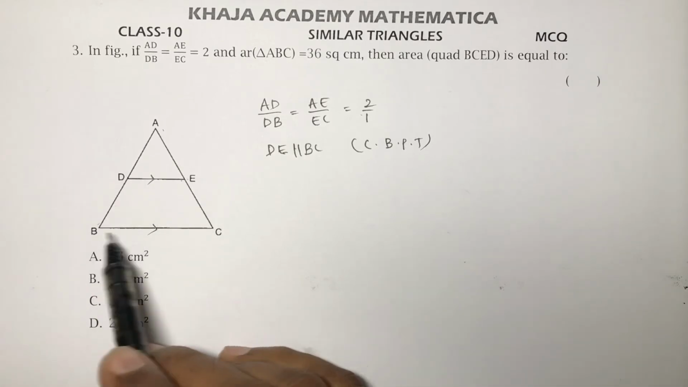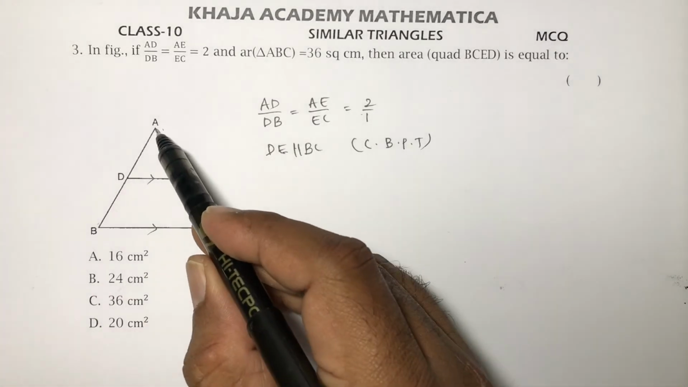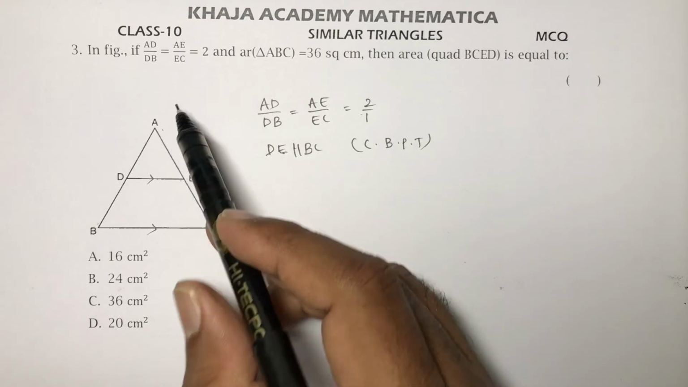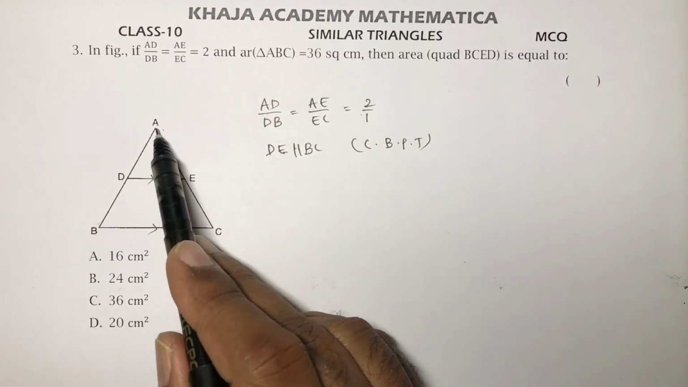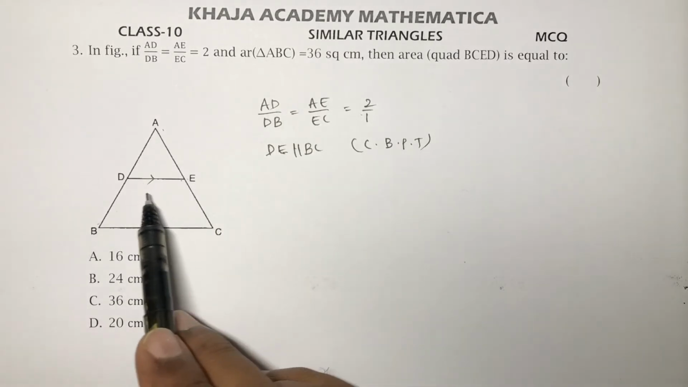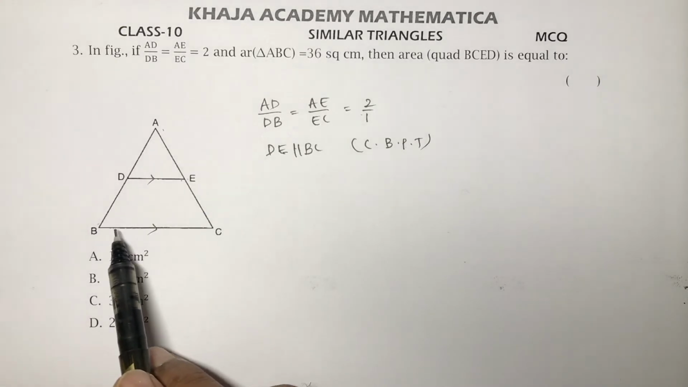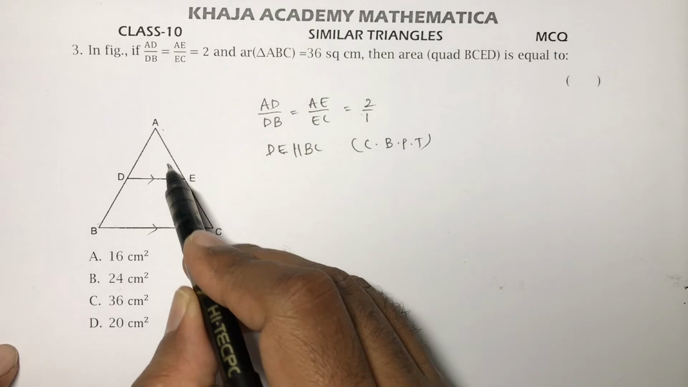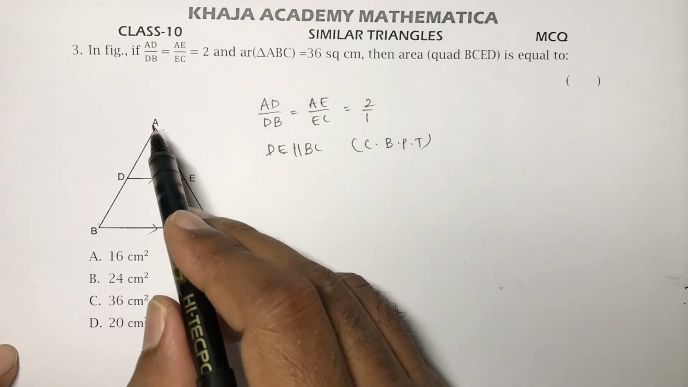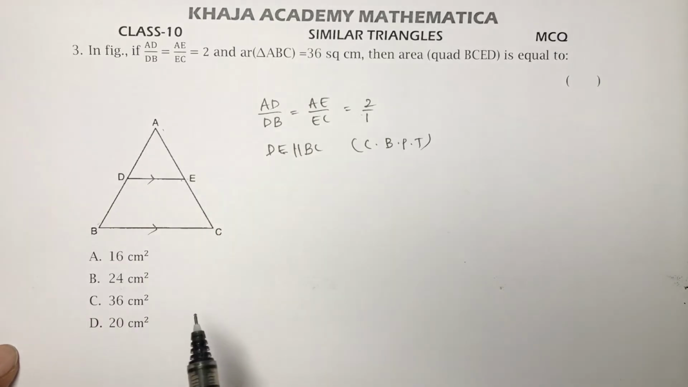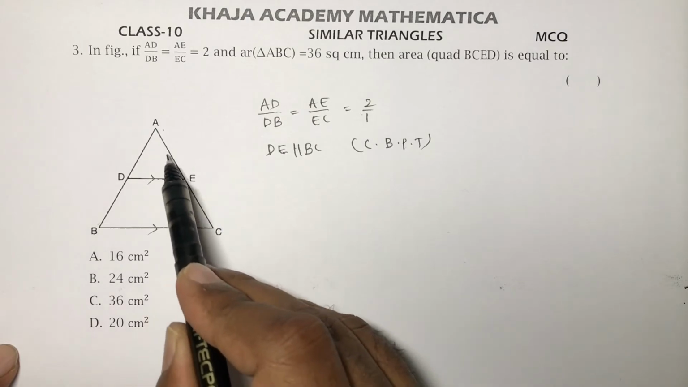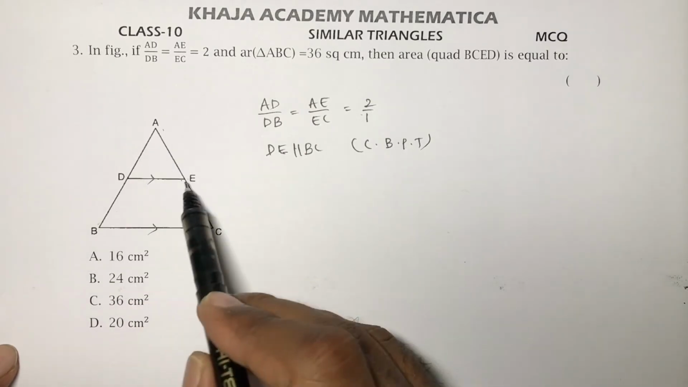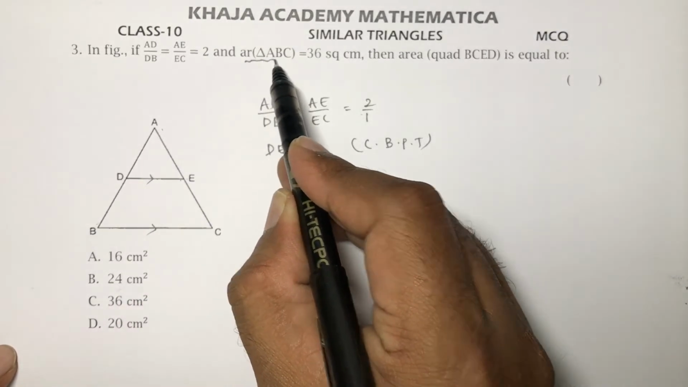and they're asking the area of quadrilateral BCED. So my advice is, you have the big triangle area. From that big triangle area, if you subtract the area of triangle ADE, you will be left with the area of quadrilateral BCED. So for that, we need to find the area of triangle ADE. So this small triangle and this big triangle, first you prove similar, then you can apply the areas theorem.